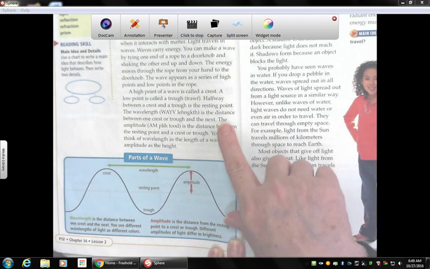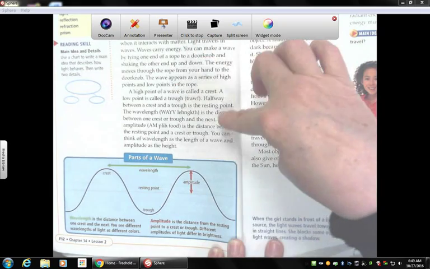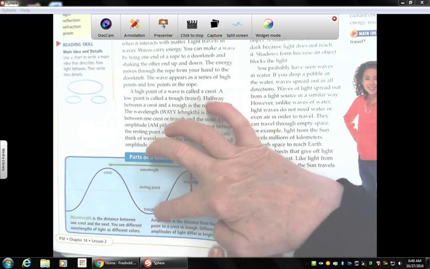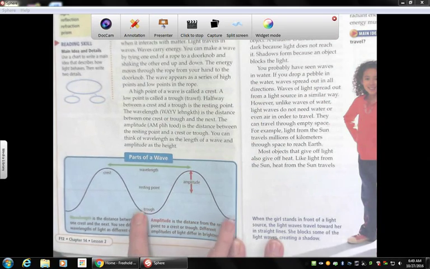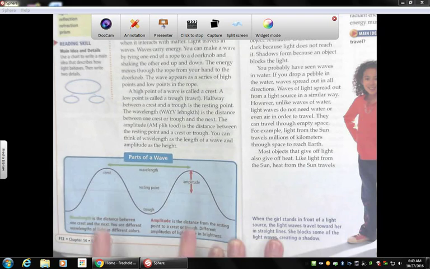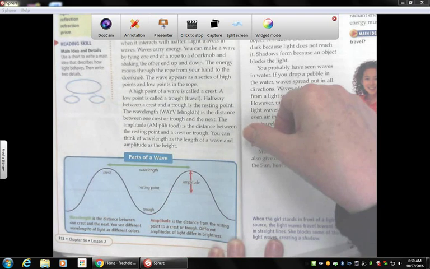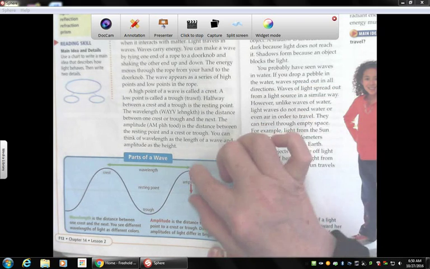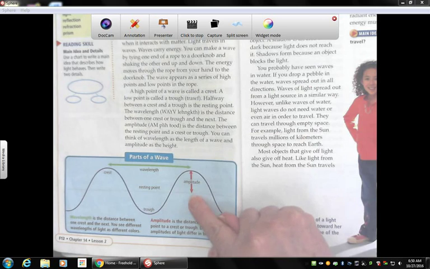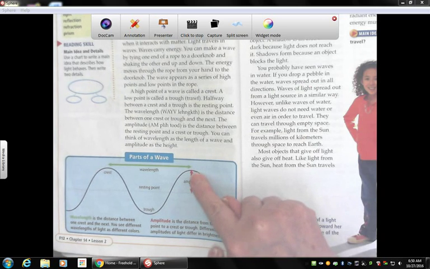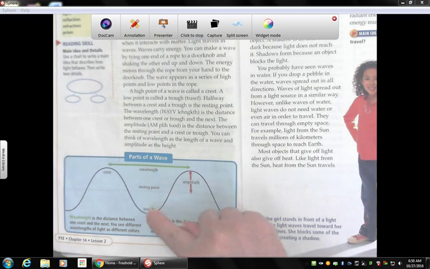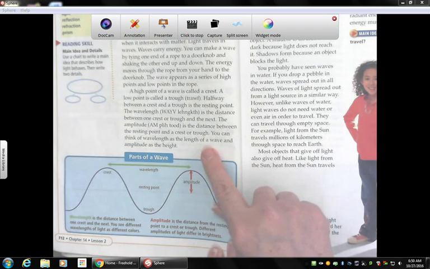The wavelength is the distance between one crest or trough and the next. So this is a wavelength, okay, trough and trough, this would be a wavelength. So you're measuring between the points, okay, wavelength, wavelength. The amplitude is the distance between the resting point and a crest or trough. So the amplitude of a wave goes from the resting point to either the crest, or you could also have an amplitude from this resting point down to this trough. You could think of a wavelength as the length of a wave and amplitude as the height.